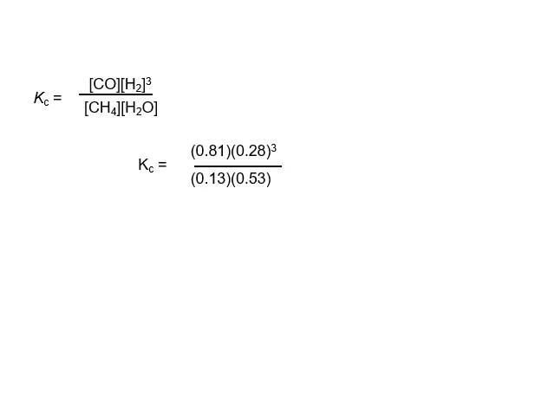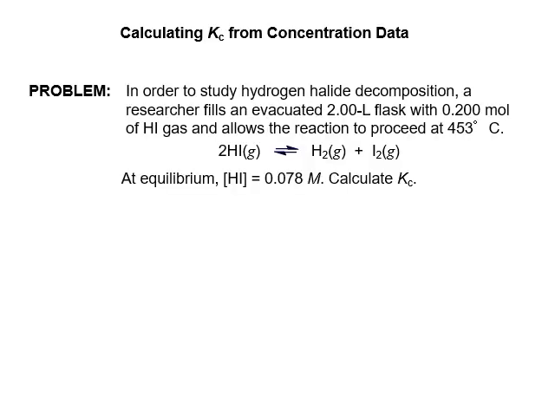Let's look at another question. In order to study hydrogen halide decomposition, a researcher fills an evacuated 2-liter flask with 0.200 moles of HI. So we have a 2.00 liter flask, which is filled with 0.200 moles of HI, and allows the reaction to proceed at 453 degrees Celsius. This is the initial amount of HI before the reaction began. At equilibrium, HI is 0.078. So this is the concentration at equilibrium.